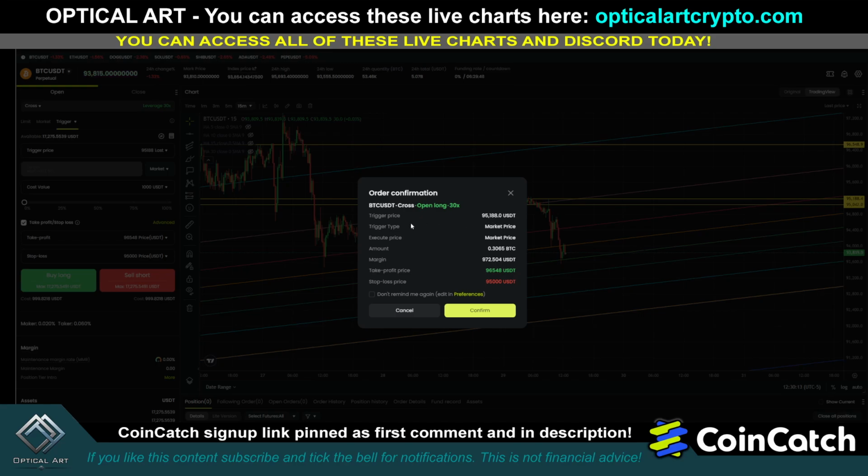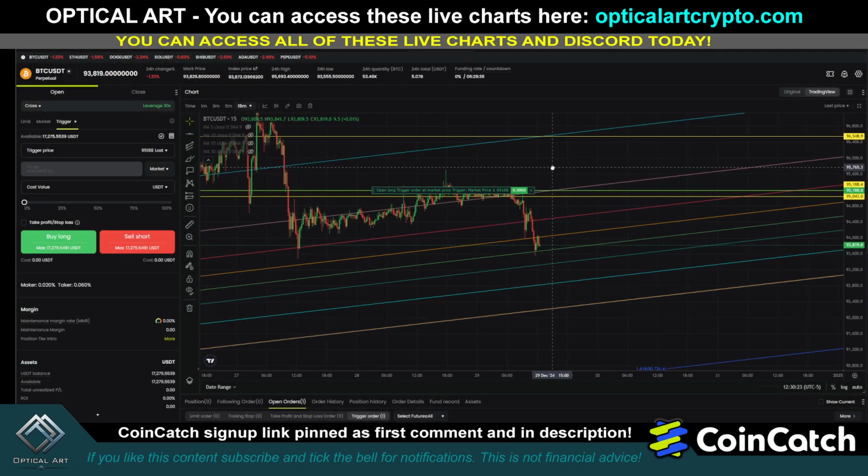It asks you to confirm. Trigger price 95,188. That's a market price. That means it will trigger. And then it shows you your take profit and stop loss. Hit confirm. Now, if price pushes up, it hits this point, it's going to trigger my long. If it pushes up to this point, I will take profit. And if it drops back to this point right here, then I will get stopped out.